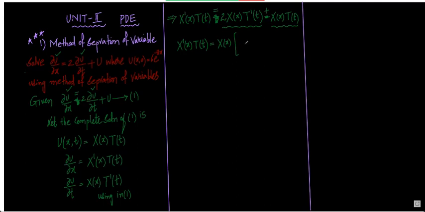So what's left? 2 into T dash of t, and what's left here? Plus, X is already outside, T is there. Close it. Okay, right. So separating the variables.